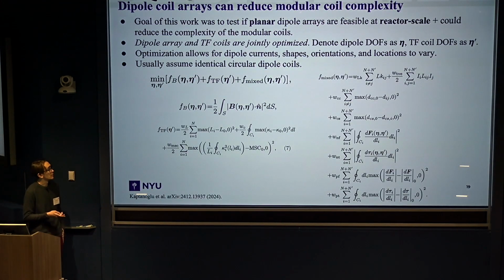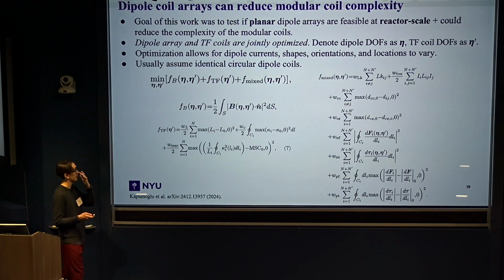Okay, so onwards towards reactor scale. There's been some work on whether dipole coil arrays can reduce the complexity of these modular coils. We wanted to see, can you actually scale this and make it feasible at true reactor scale, and use it to reduce the complexity of the main TF coils? You can't get rid of the main TF coils, of course.